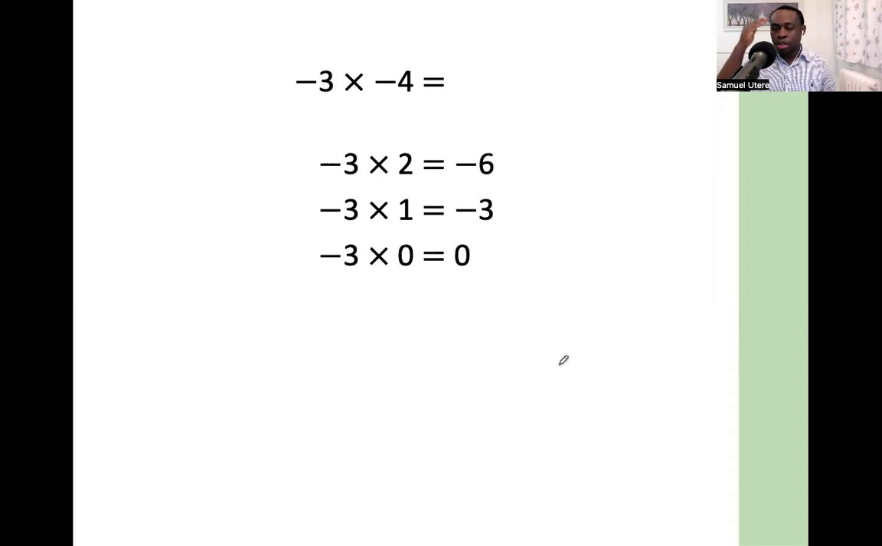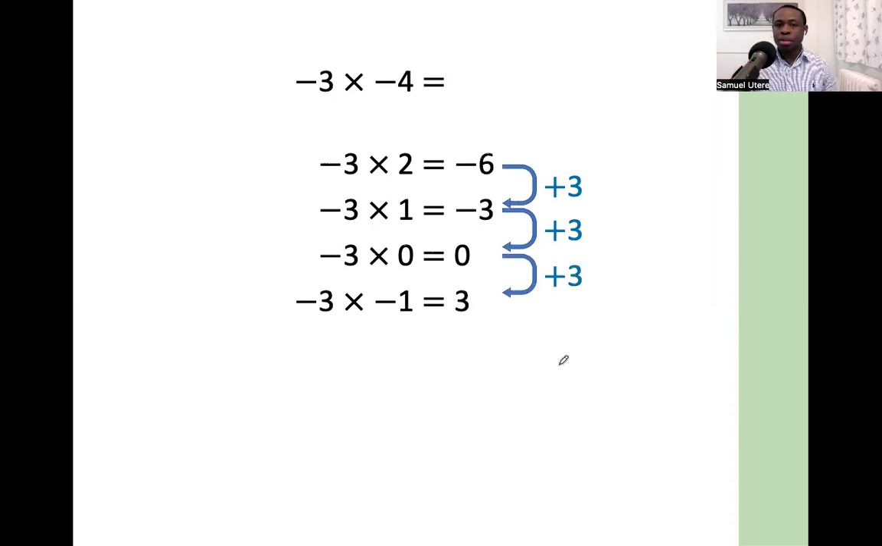So if you imagine your number line, as you move to the right, your negatives become smaller in terms of the number next to the negative sign, and it means the number is greater. So we're increasing by 3 every time. Now, that means using the pattern, negative 3 times negative 1 has to be 3, because if we're following the pattern, adding 3 every time, that has to be 3.